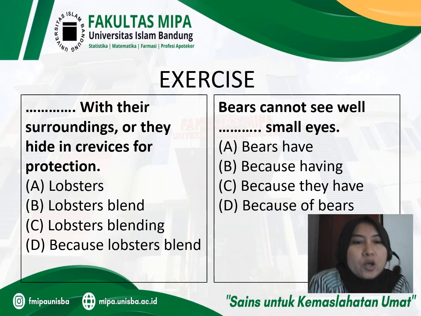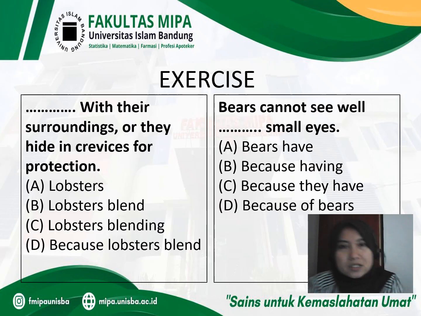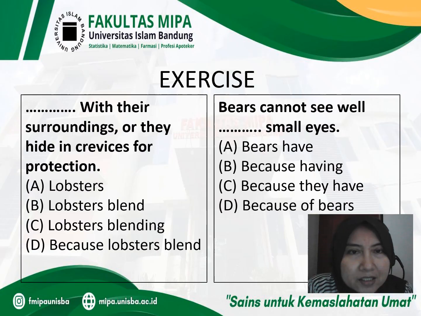So let's see option A. Option A is lobster, only a noun. Lobster is a noun, so it is not complete. Option B, lobsters blend. This is a subject and a verb, so it is a complete clause, and it is correct. Option C, lobsters blending, is not a full verb, so this is incorrect. Option D, because lobsters blend, is a dependent clause, not complete, because of the word because. So the correct answer is B.